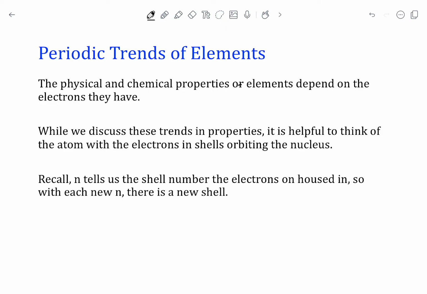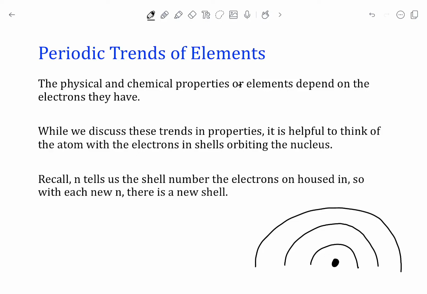While we discuss these trends, it's helpful to think of the atom with its electrons in shells orbiting the nucleus, which is how we have been thinking about the atom so far. We've shown this many times, where we have our nucleus here in the middle, and then we have these shells that go around it. It's going to be very useful to think of the electrons this way. Remember, our electrons are just our little dots here and here, all throughout those shells.